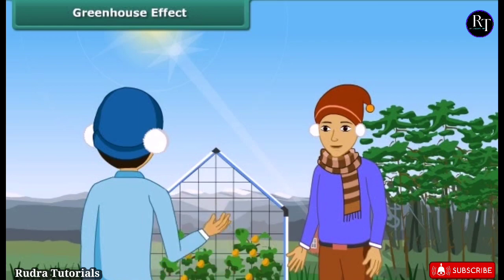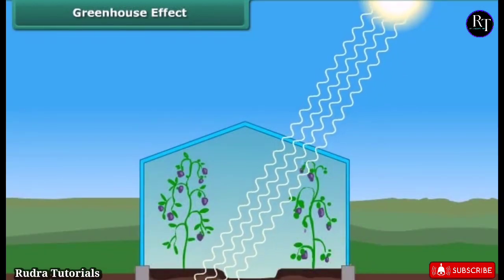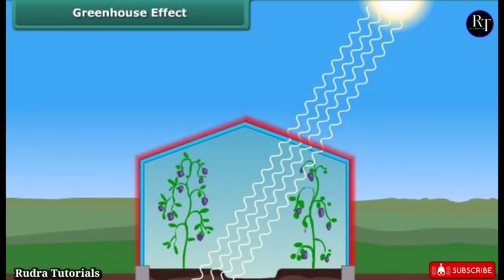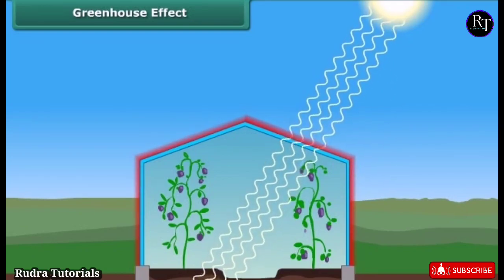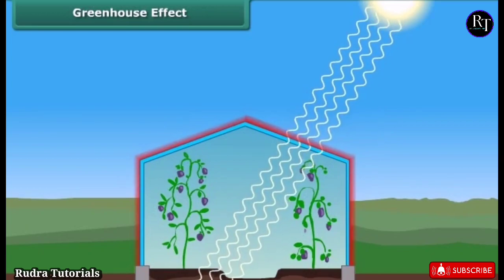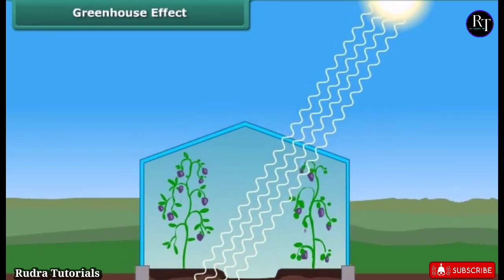See this house. This has so many glass panes. This is called a greenhouse. When solar rays come into this house, they heat up the air inside it. That hot air is trapped inside, which makes a nice, warm and humid environment for plants to grow.